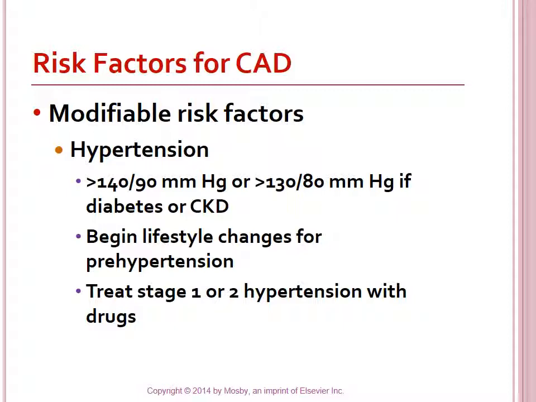Therapeutic lifestyle changes should begin in people with pre-hypertension, so that includes people with blood pressures of 120 to 139 over 80 to 89. Those with stage 1 or stage 2 hypertension often require more than one drug to reach therapeutic goals.